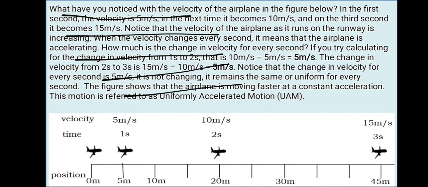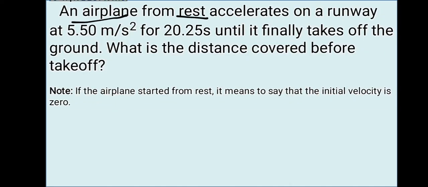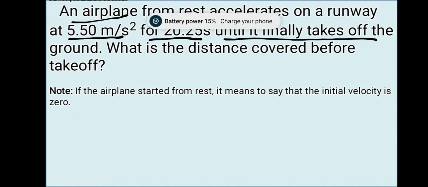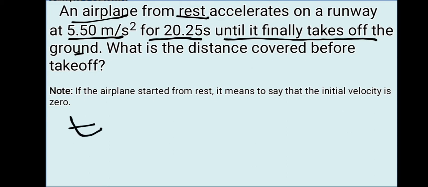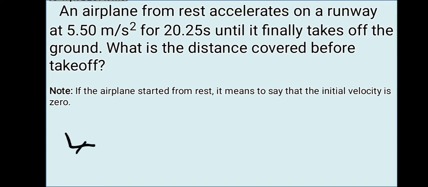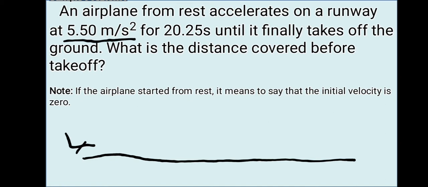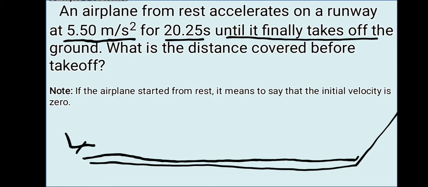The first problem of horizontal dimensions of uniform acceleration. An airplane from rest accelerates on a runway at 5.50 meters per second squared for 20.25 seconds until it finally takes off the ground. What is the distance covered by the takeoff? So, for example, this is our airplane. It travels on a runway and accelerates at 5.50 meters per second squared for 20.25 seconds until it finally takes off.